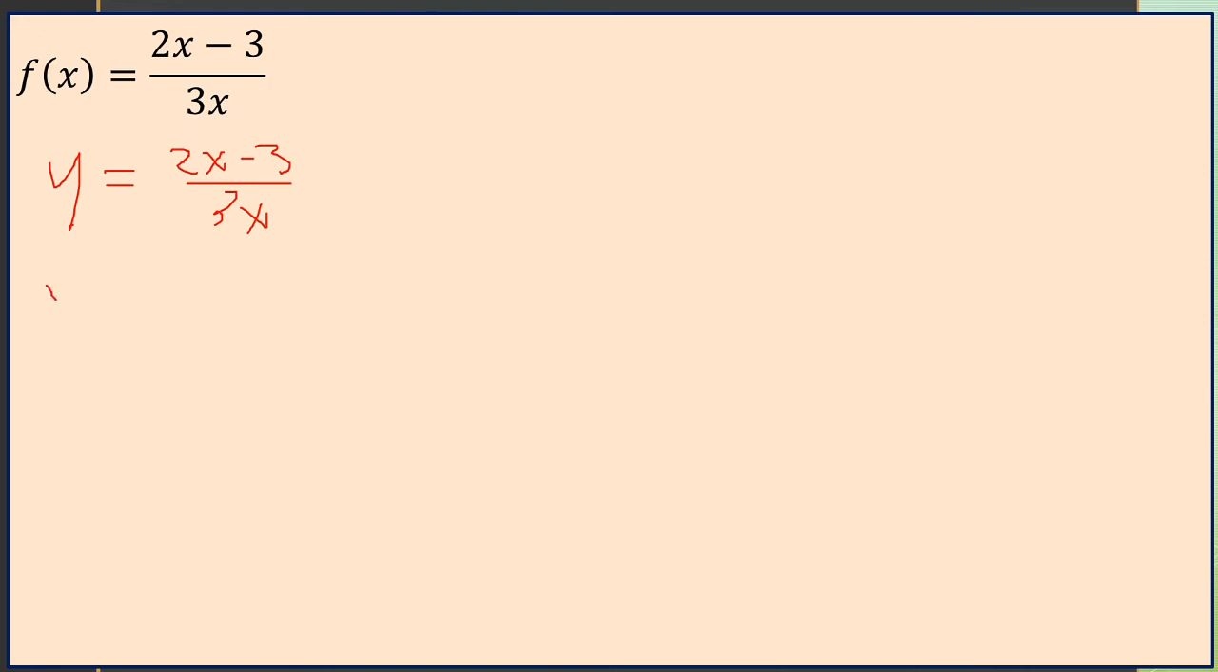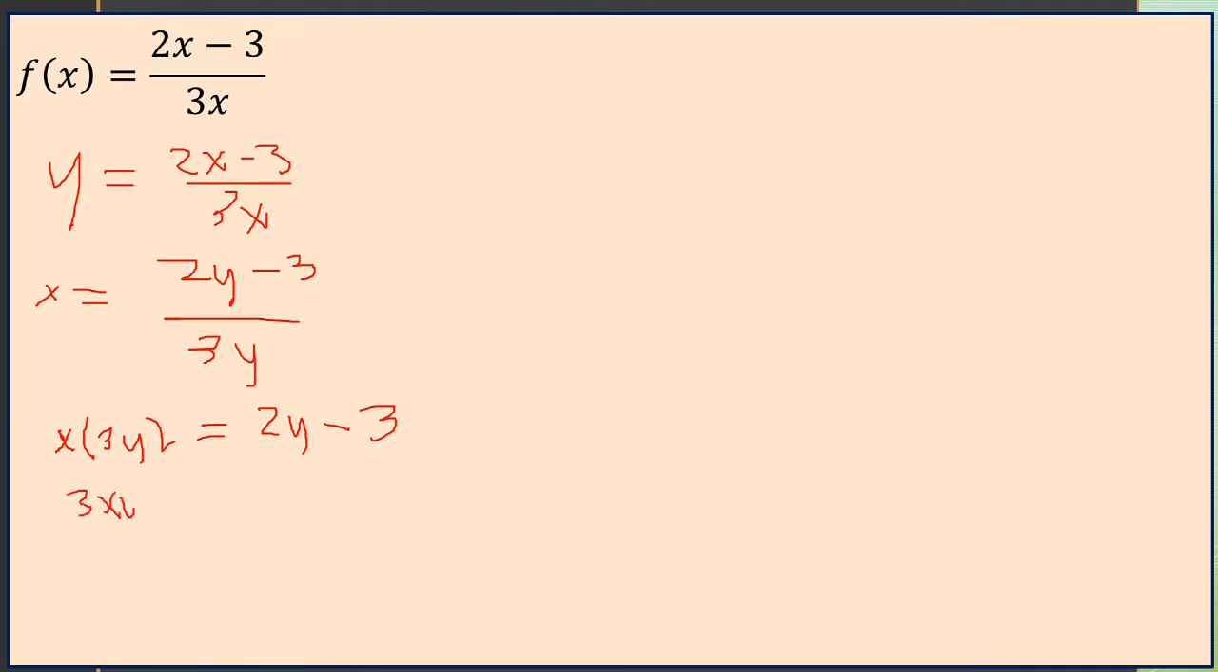So we have x is equal to 2y minus 3 all over 3y. And then cross multiply natin yung x and then 3y. So we have x times 3y equal to 2y minus 3. Then multiply natin to, we have 3xy is equal to 2y minus 3.